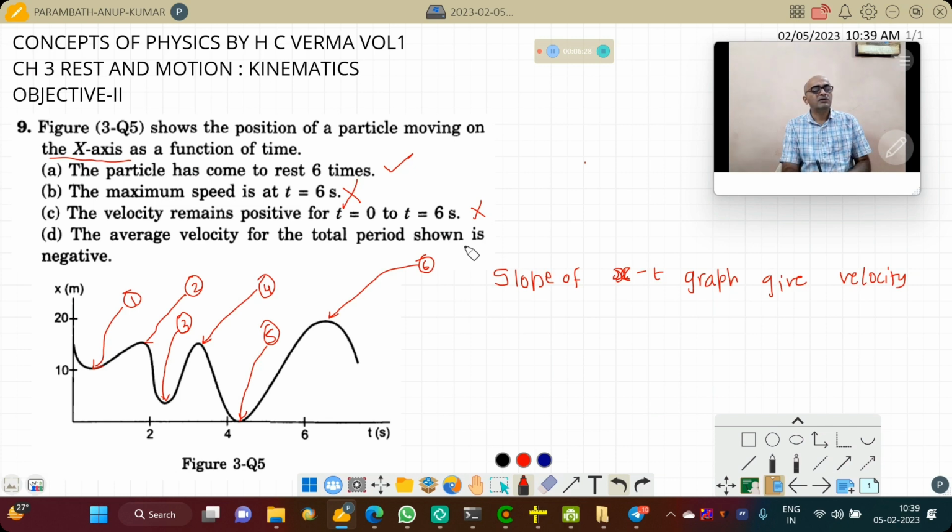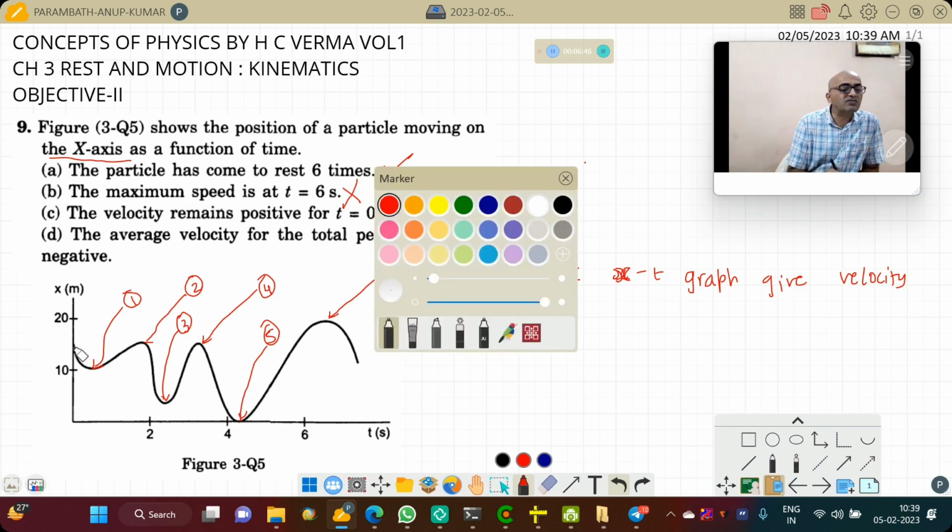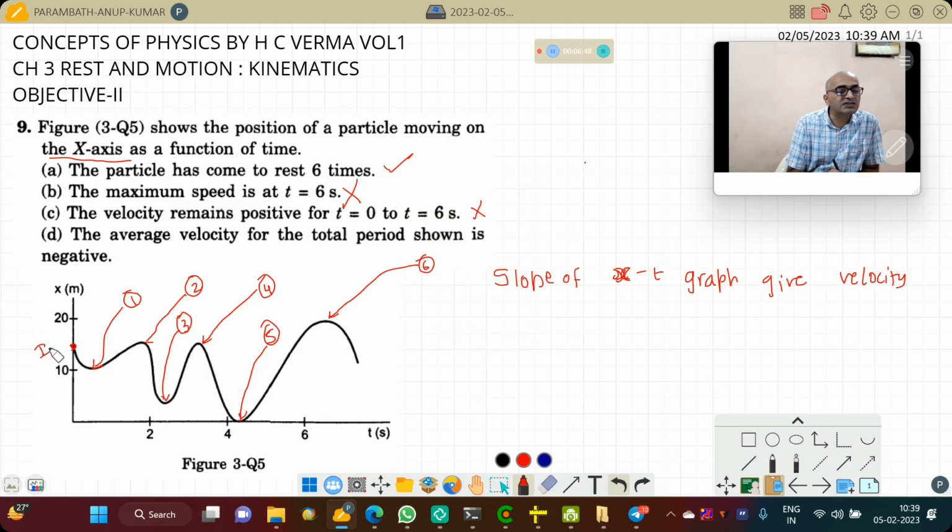This is wrong. The average velocity for the total period shown is negative. How to determine average velocity? Average velocity is what? Total displacement by total time taken. The initial position should be clear. The final position should be clear for finding the average velocity. So the initial position is somewhere here. This I can mark as the initial position. And the final position is somewhere here.